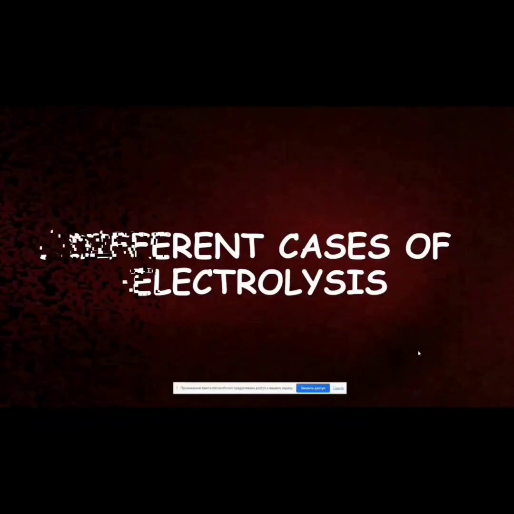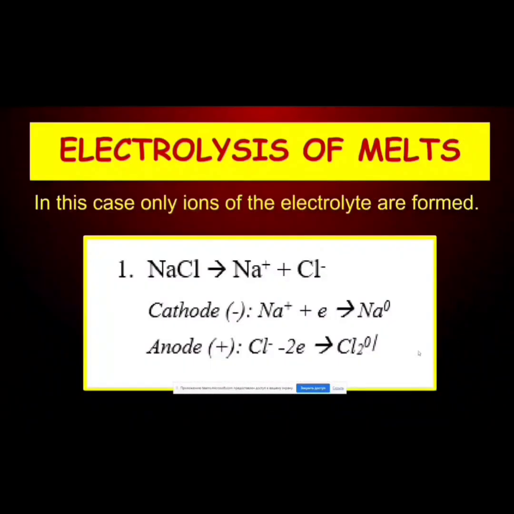Different cases of electrolysis. So, electrolysis of melts. It's actually very easy. We just separate our substance into ions. We have sodium chloride.